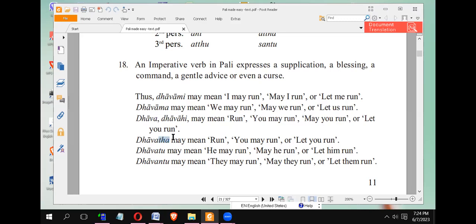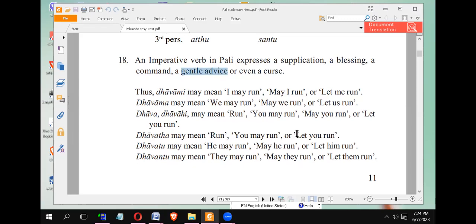And dawata actually is second person plural. Run. It's just a command. When you say run, actually it's a command here. So you may run, let you run. So if you ask somebody, second person plural, run. In this case, this is a command. So we are talking about command here. You may run. It may be a blessing. Or it may be just advice here. Let you run, it may be a command here.